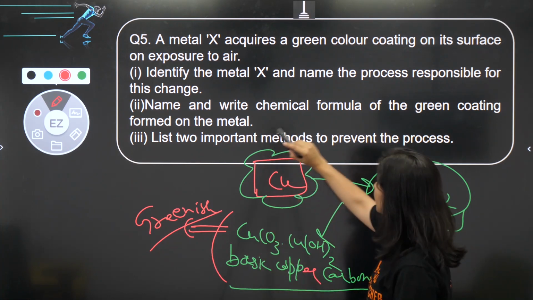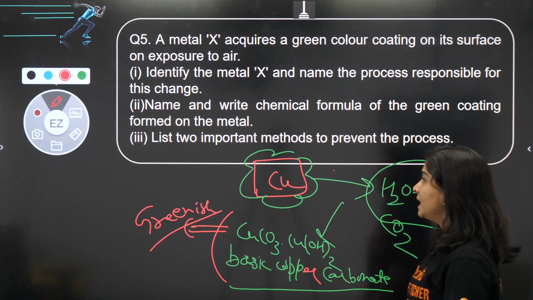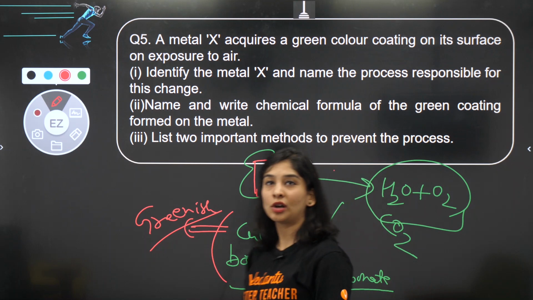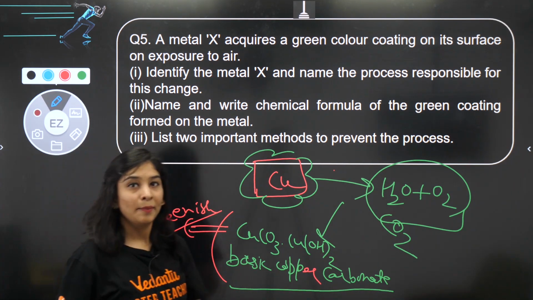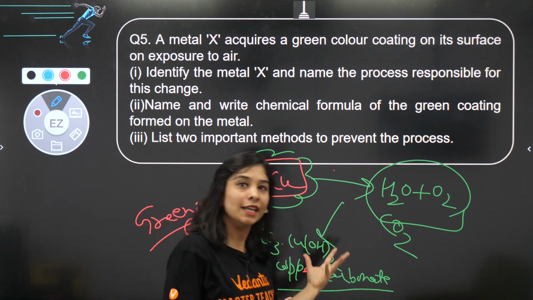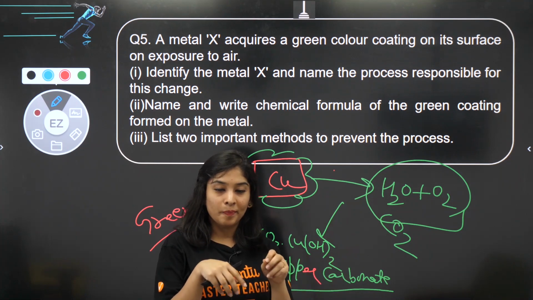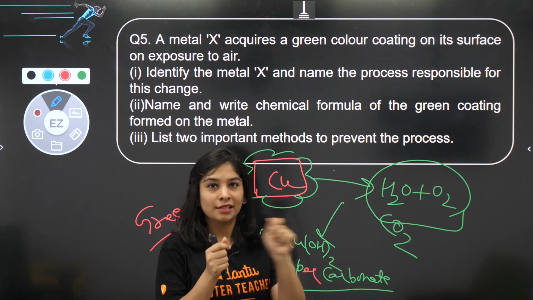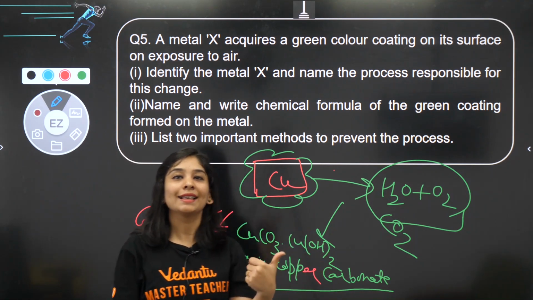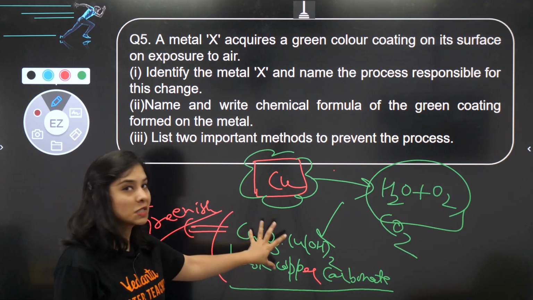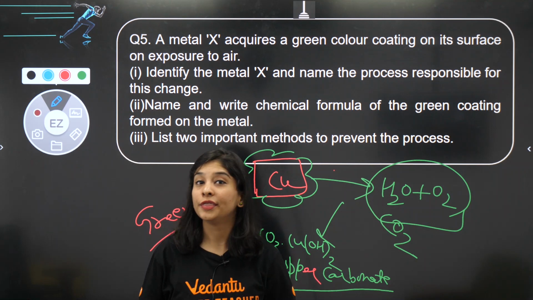Okay, next: name and write the chemical formula of the green coating which is formed. List 2 important methods to prevent the process. Quickly tell me 2 important processes to prevent it. First of all, even if that layer is formed, how do you remove it? At home you must have seen what parents do: they take a lemon and start rubbing it on the utensils. How? Lemon is acidic in nature, a weak acid. The layer is basic. Neutralization will occur and that layer is going to be removed in the form of salt.